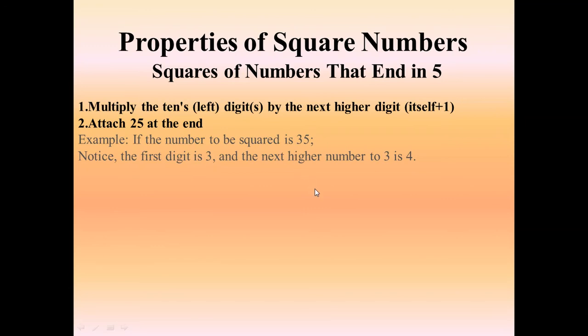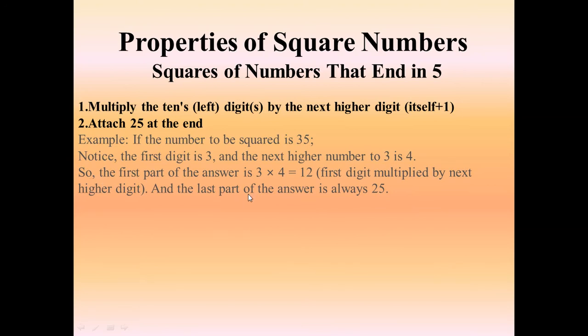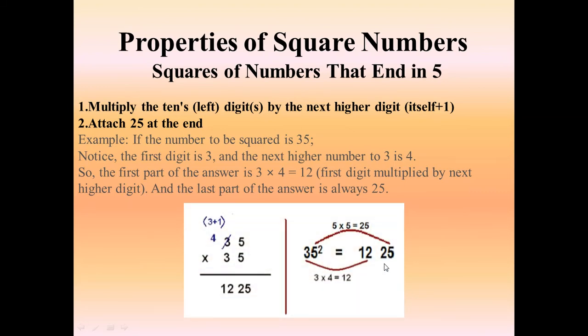So what is the next number after 3? It will be 4. So we will multiply 3 by 4, so I will get 12 as the answer. So 12 becomes the first part of my answer and the last part of the answer is always 25. So therefore my final answer will be 1225. This portion for each and every number having 5 at the unit digit always remains the same. Only the first portion will change, and how we calculate it: we increase this number by 1 and multiply this increased number with the previous number. So I got 12.